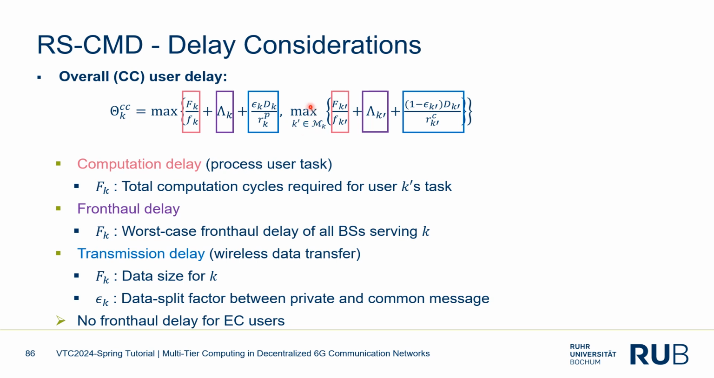Here we have all the messages that will be decoded at this user. And this is itself another maximum function, where we have the computation, the fronthaul, and the transmission delay of all of those common messages. And only the maximum of both its own private and all of the decoded common messages will then tell us what the overall maximum delay of that user is.